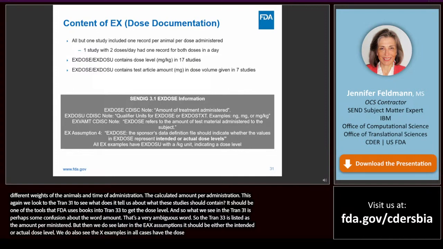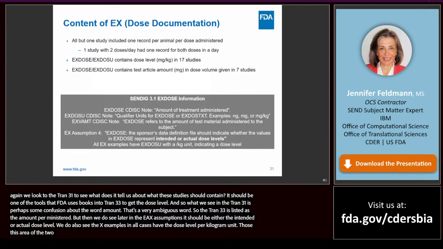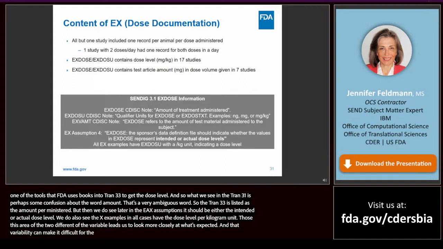So there's, again, in this area, the two different methods of filling one variable leads us to look more closely at what is expected, and that variability can make it difficult for the tools to have a consistent method of acquiring the dose level.